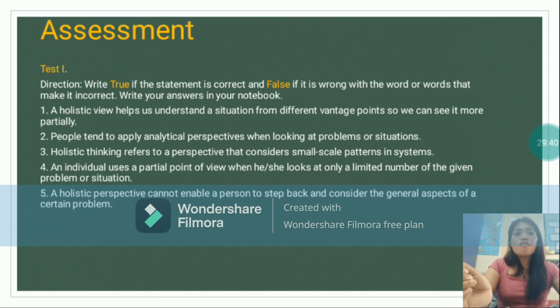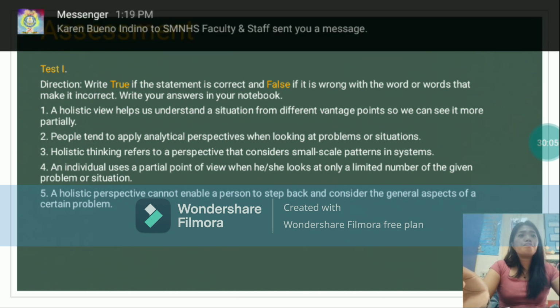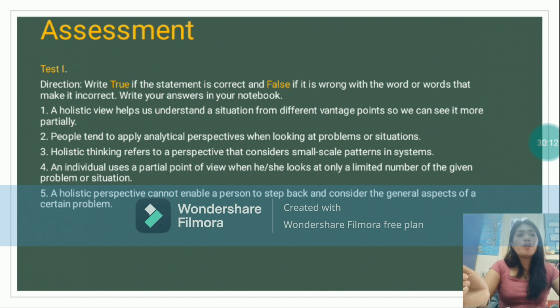Number 1, a holistic view helps us understand a situation from different vantage points so we can see it more partially. Number 2, people tend to apply analytical perspective when looking at problems or situations. Number 3, holistic thinking refers to a perspective that considers small-scale patterns in the system. Number 4, an individual uses a partial point of view when he or she looks at only a limited number of the given problem or situation. Number 5, a holistic perspective cannot enable a person to step back and consider the general aspect of a certain problem.